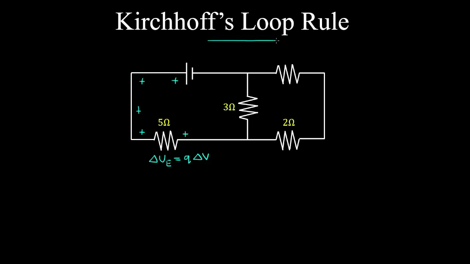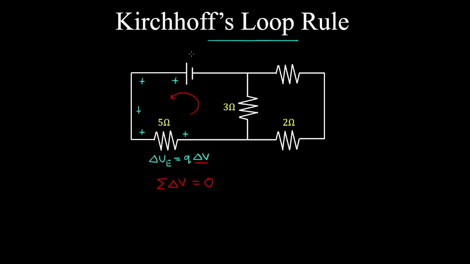Now Kirchhoff's loop rule provides us a way to analyze circuits where we can't model the resistors in series or in parallel. And it states that the sum of potential differences across all circuit elements in a closed loop must be equal to 0. And this is a consequence of the conservation of energy.